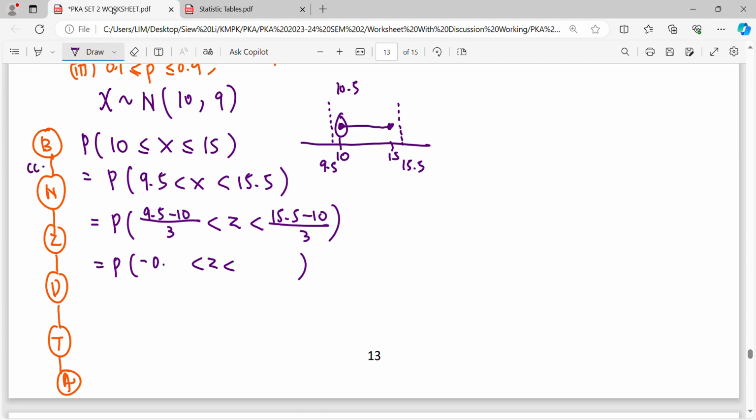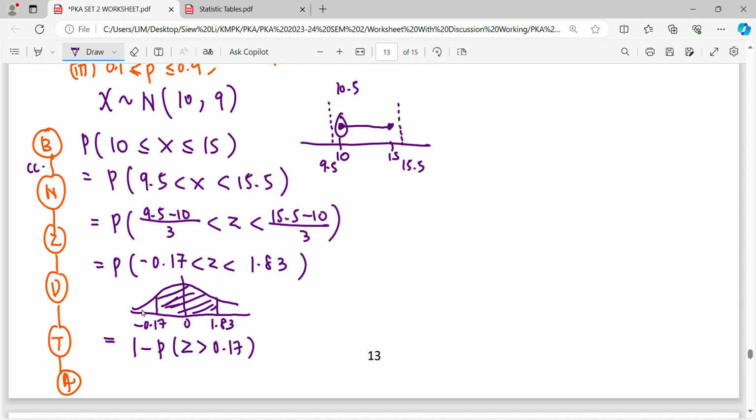Negative 0.17 and 1.83. So after we get the Z score, we draw the standard normal graph here. We identify the area between negative 0.17 and 1.83. So how do we get it from the table? The table only shows you the tail side, which is the 1.83 tail and the negative 0.17 tail. So to get the middle, we take overall 1 minus the tails. The tail of negative, we take as positive 0.17.